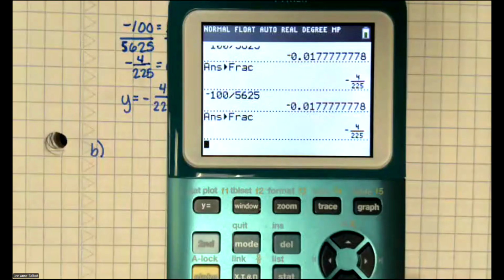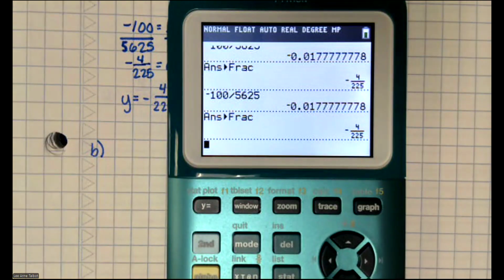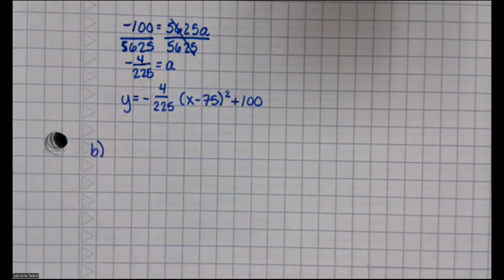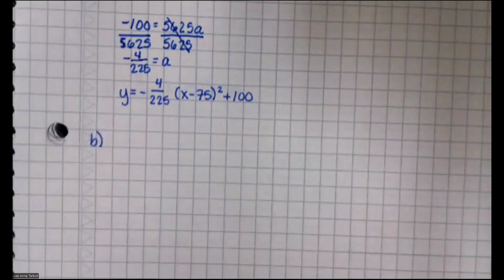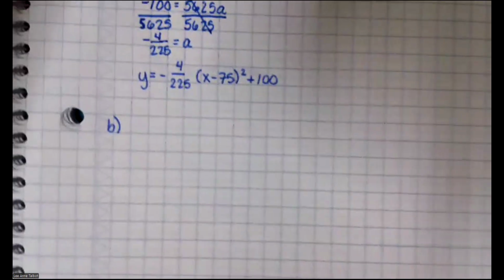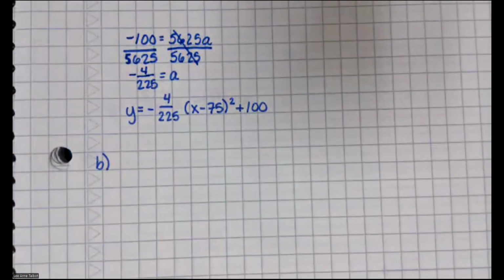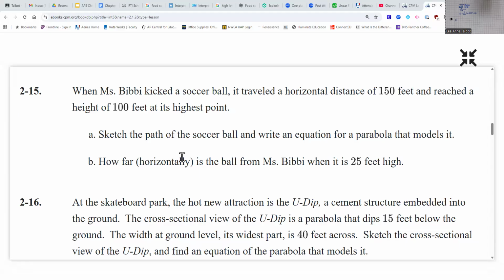Well, it's gross because it's repeating, and I don't like them when they repeat because your answers will all be off. Okay, so now B. I told you specifically I wanted to do B together. It's really spicy, but it's much more difficult. Okay, so how far horizontally is the ball from Miss Phoebe when it is 25 feet high? First question I have for you is, is 25 an X or a Y?